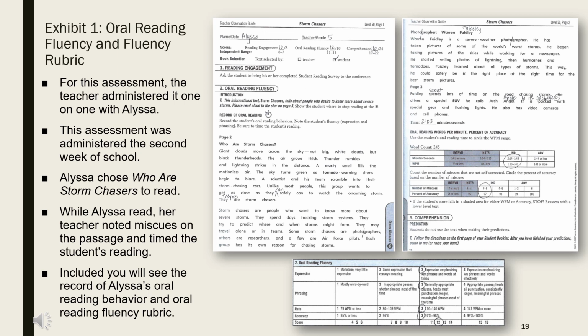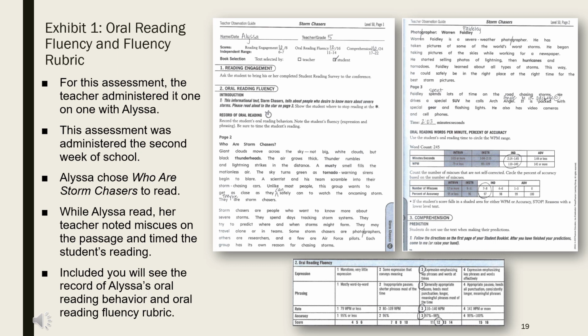So for Exhibit 1, this is an oral reading fluency assessment and the fluency rubric that the teacher would fill out after the assessment. So you can see that this is for Alyssa. It was administered at the beginning of the year. She's in 5th grade. You can see that there is a passage that she read. Because of the DRA2 instructions and because of the grade level that Alyssa is in, she was able to choose from a couple of passages, and she chose Who Are Storm Chasers to read.